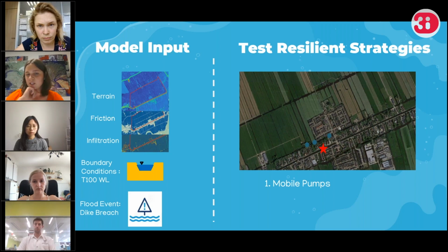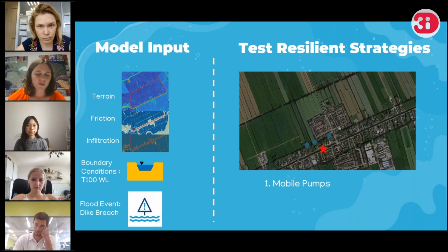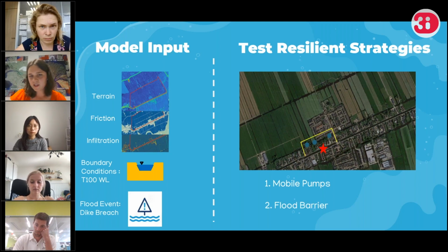My resilience strategies put into the model were first trying mobile pumps. These were put in as laterals. So they're just sinks from the model to take out water at a rate of 1 meter cubed per second. And then also a flood barrier. So this would maybe be an inflatable flood barrier or sandbags, something to capture the water. And that was about 1 meter high, and it was put into the model as an obstacle.